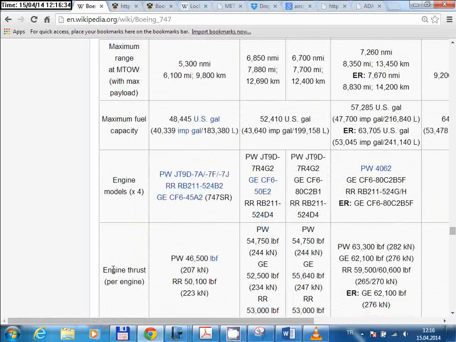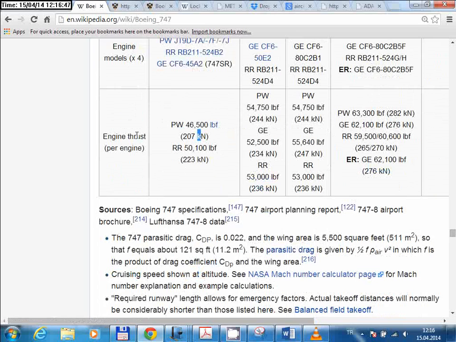So engine thrust per engine. See, the engine thrust is given, right? So these are all thrust values. It has the units of kilonewtons, and the newton is a thrust unit, right? So they give the engine thrust. So this is the maximum thrust the engine can produce.